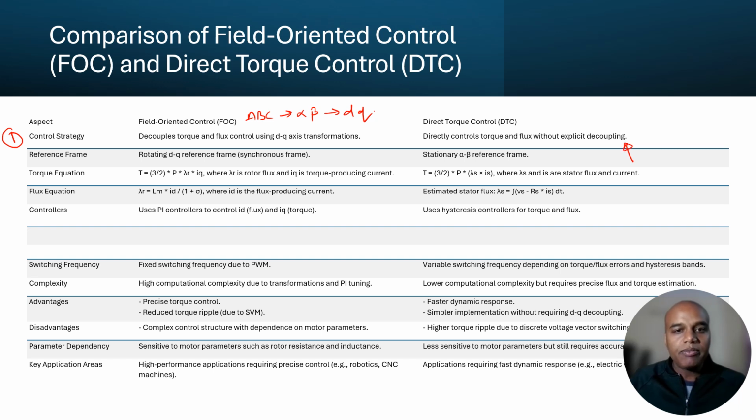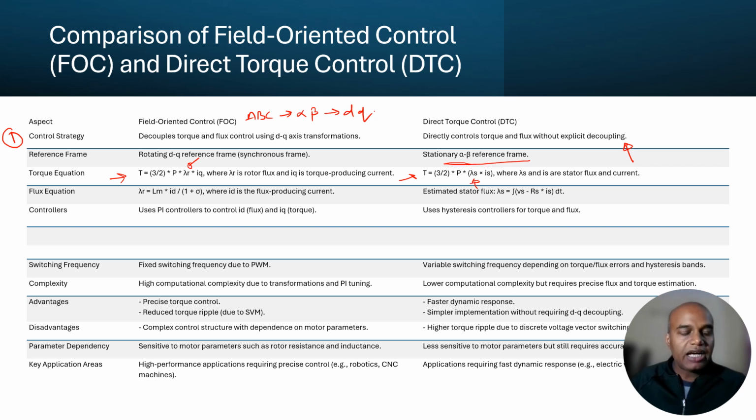Although DTC uses the alpha-beta reference frame, the transformation does not require such complex controllers and such complex computational effort. So we can say that DTC is less complex in terms of implementation as compared to FOC. As for the torque equation for both FOC and DTC, in the case of FOC it takes the rotor flux, whereas in DTC it is directly controlled from my stator flux.